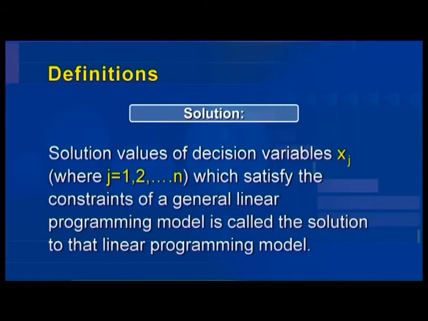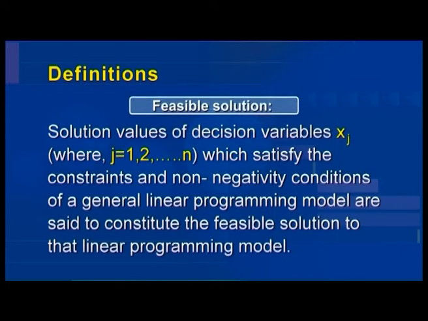Solution. Solution values of decision variables xj, where j = 1, 2 up to n, which satisfy the constraints of a general linear programming model, is called the solution to that linear programming model. Feasible solution. Solution values of decision variables xj, where j = 1, 2 up to n, which satisfy the constraints and non-negativity conditions of a general linear programming model, are said to constitute the feasible solution to that linear programming model.